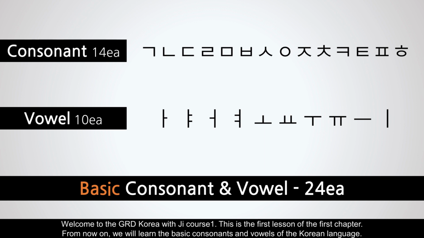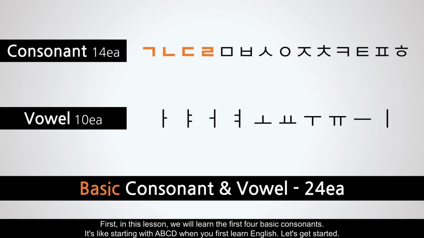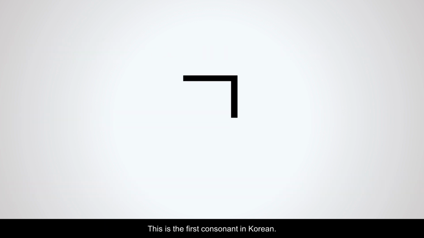From now on, we will learn the basic consonants and vowels of the Korean language. First, in this lesson, we will learn the first 4 basic consonants. It's like starting with A, B, C, D when you first learn English. Let's get started. This is the first consonant in Korean.